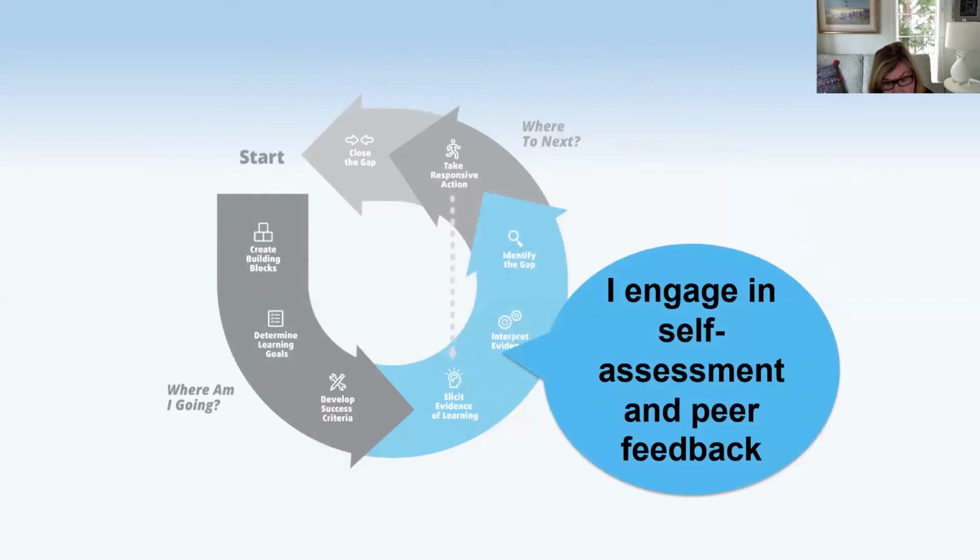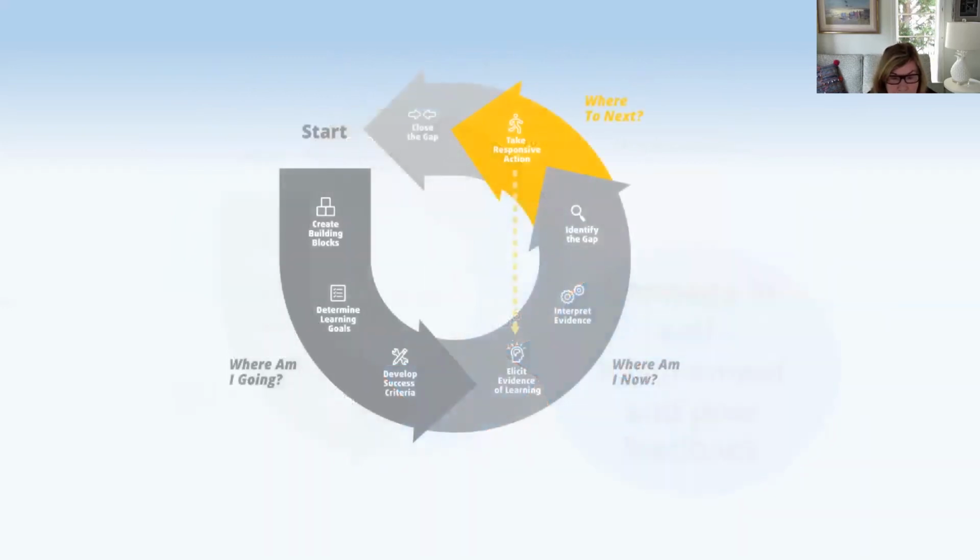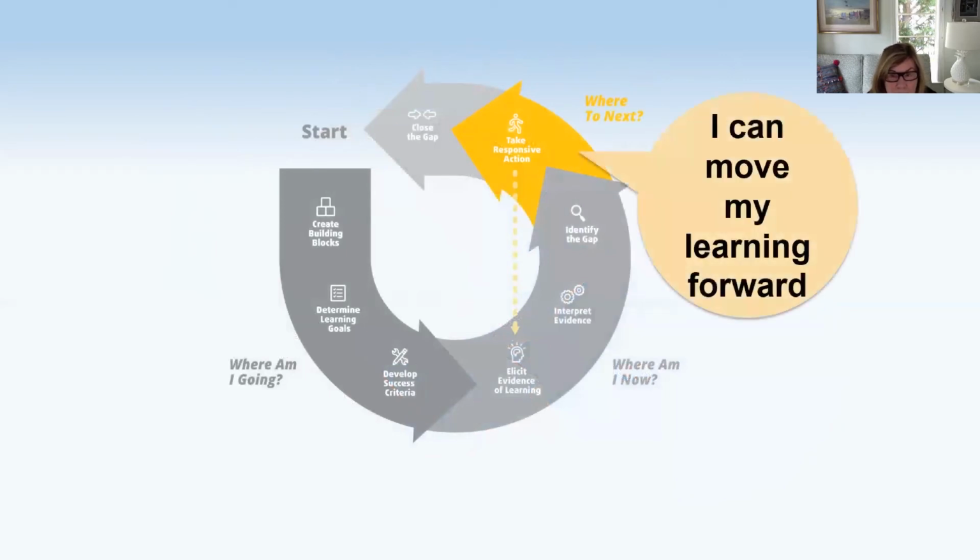So the ultimate goal is that students can move their own learning forward, determining what they need to do next based on the feedback they receive and from their own internal self-assessment. Learner agency is a big component of formative assessment as a process, wanting students to take more and more responsibility.